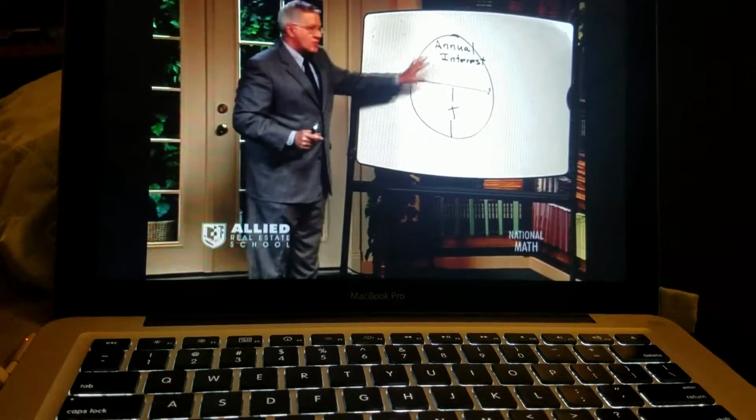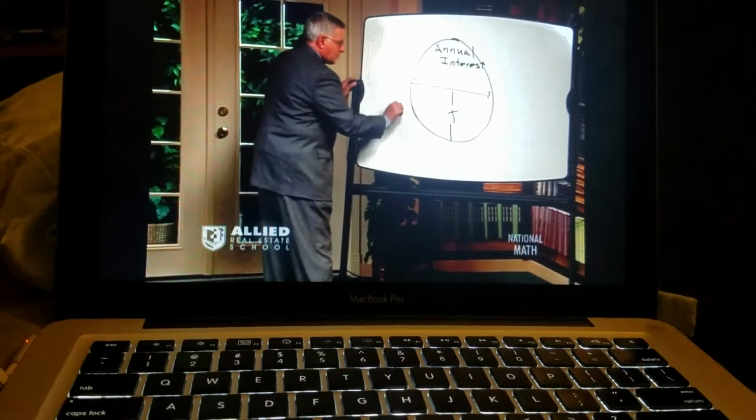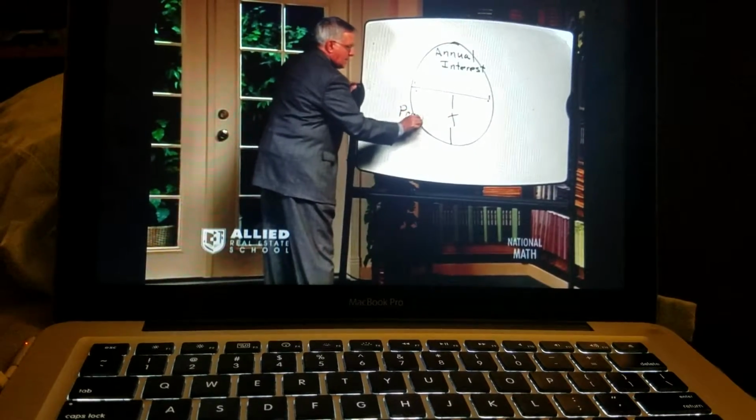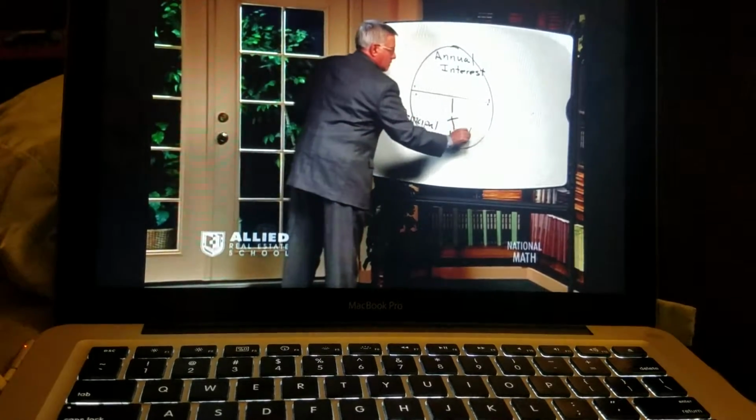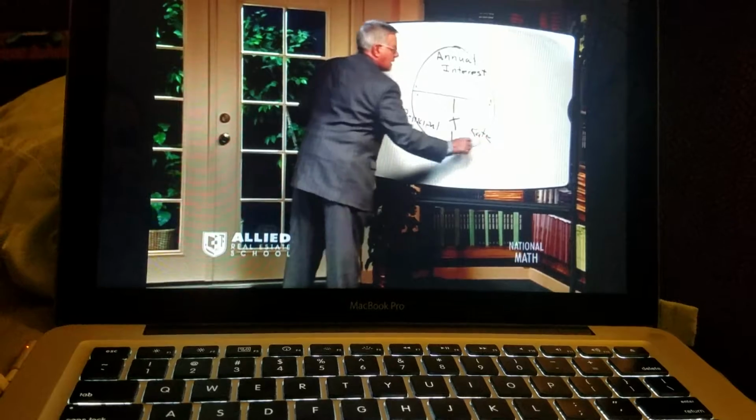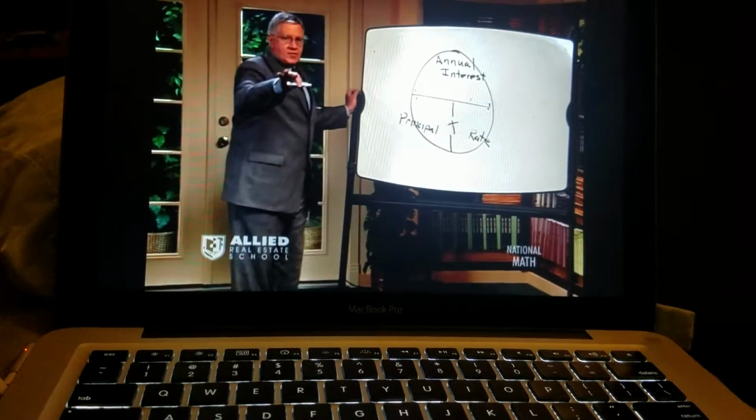So annual interest on the top, we're going to put the principal down here. That's, of course, going to be the larger number. And then guess what goes in here? The rate. Okay? So now we know that circle.